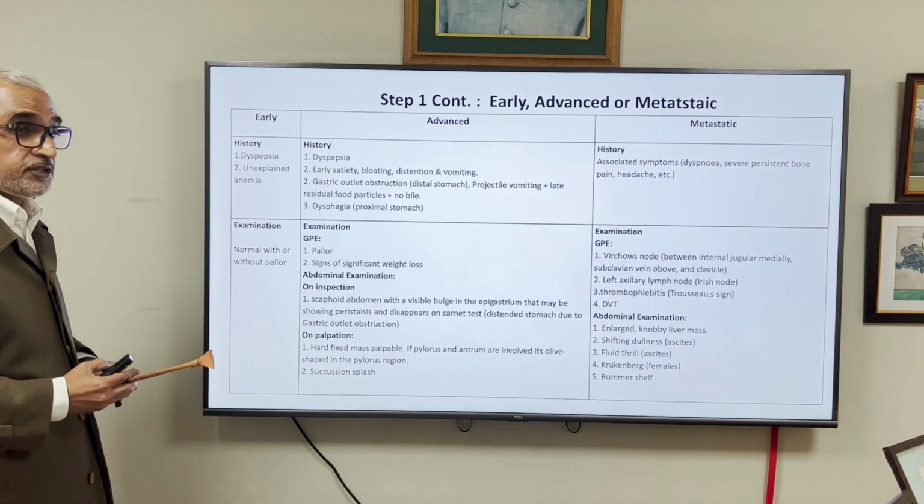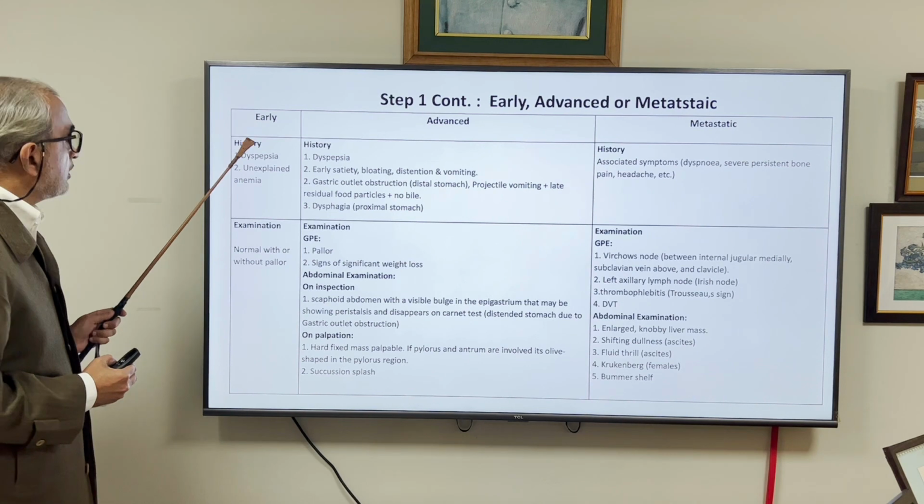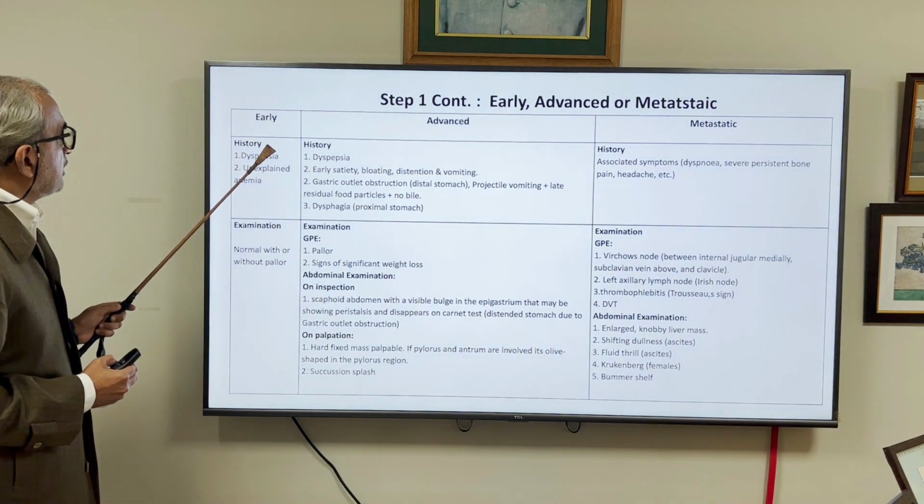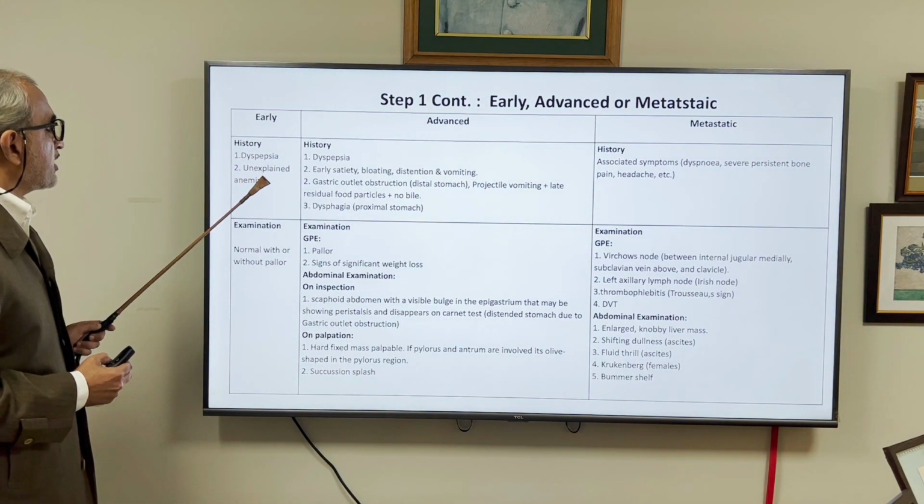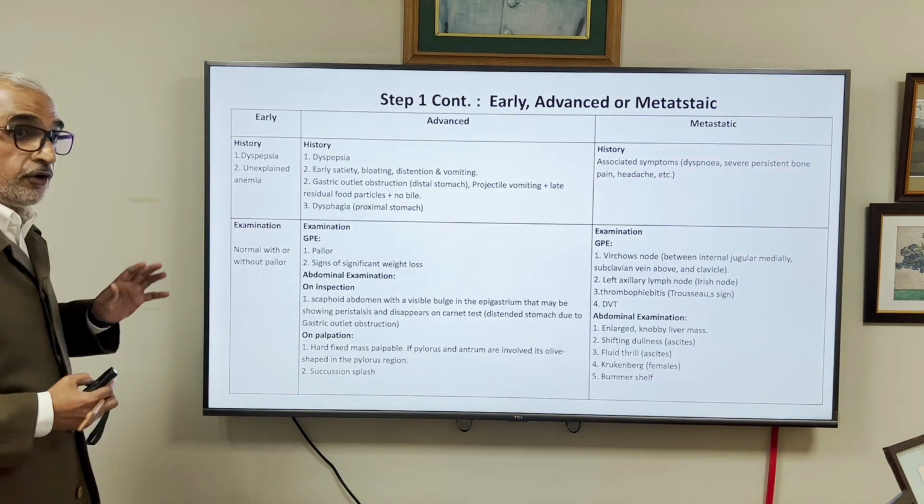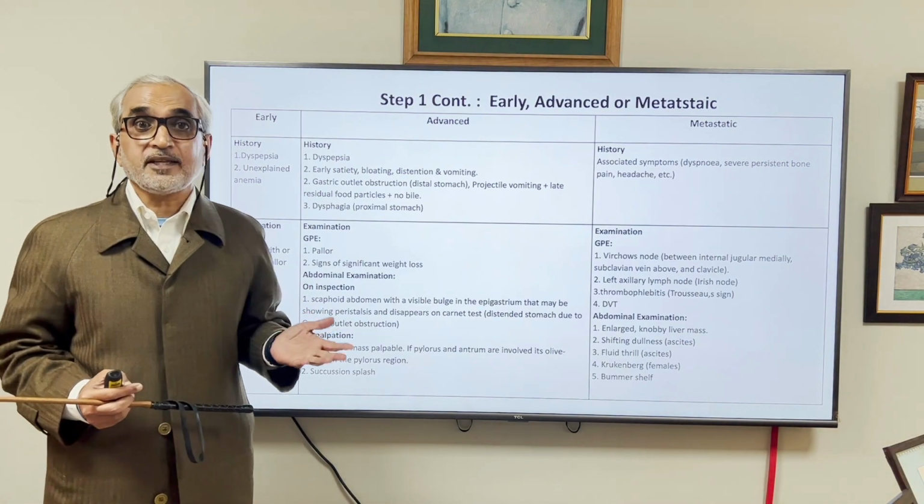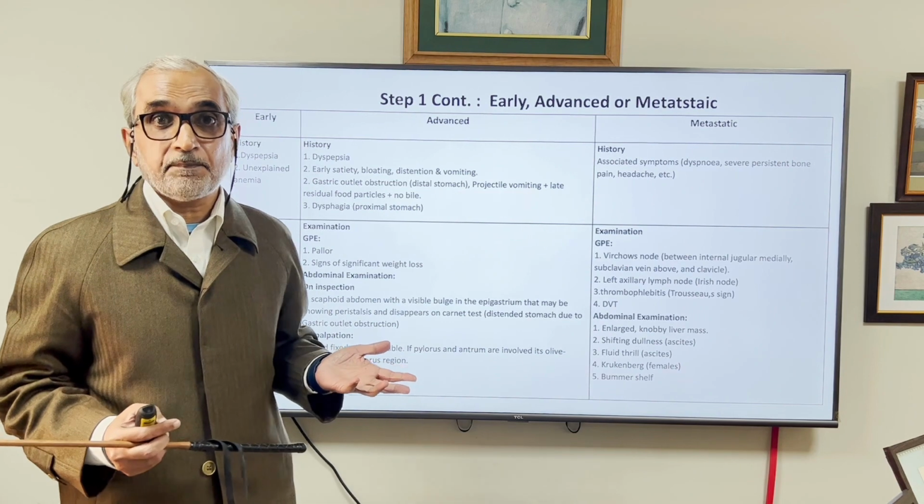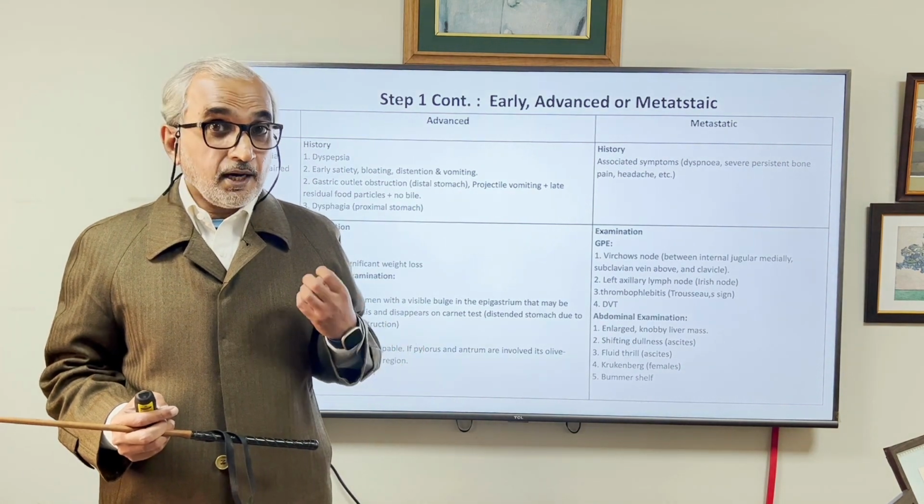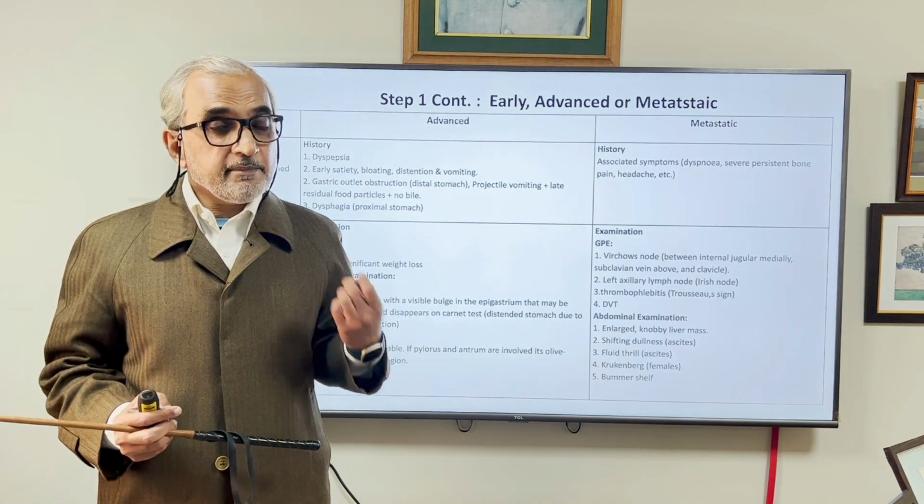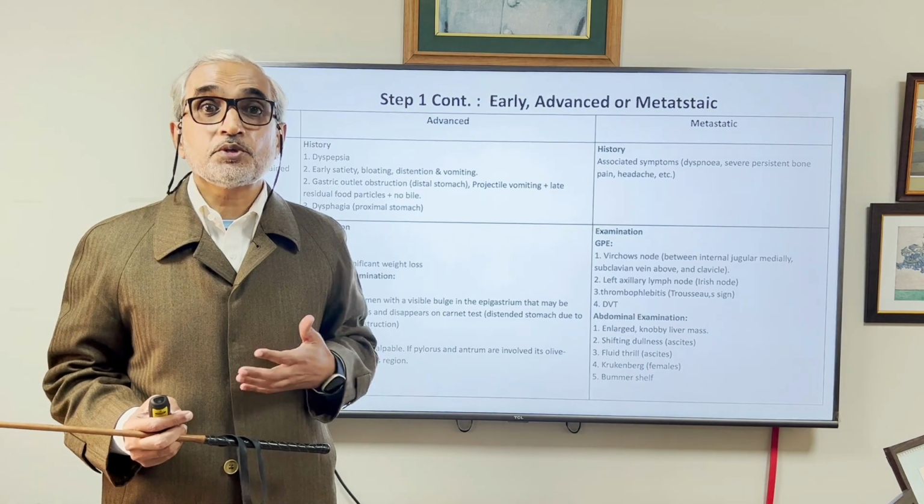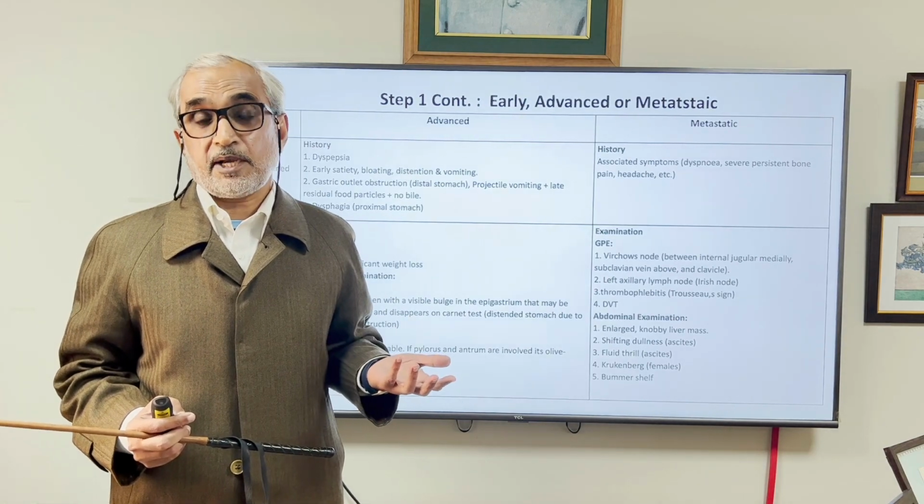Now you see this chart. In early disease, there is usually a history of dyspepsia or unexplained anemia, and on examination you don't find anything except possibly pallor. So in early carcinoma stomach there are minimal symptoms and usually no finding except possibly pallor.